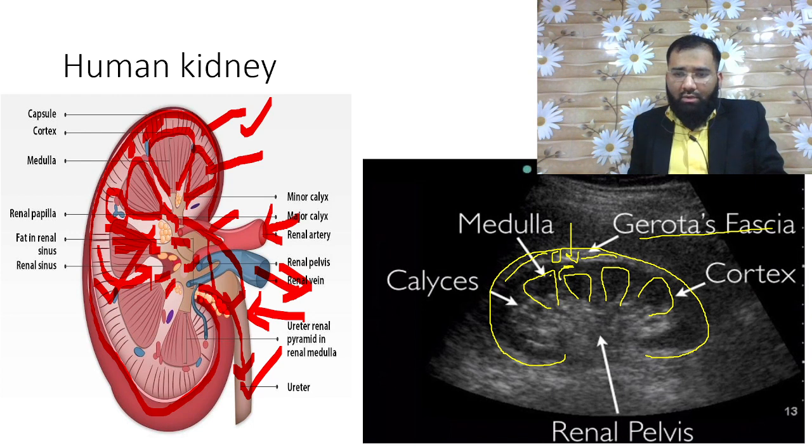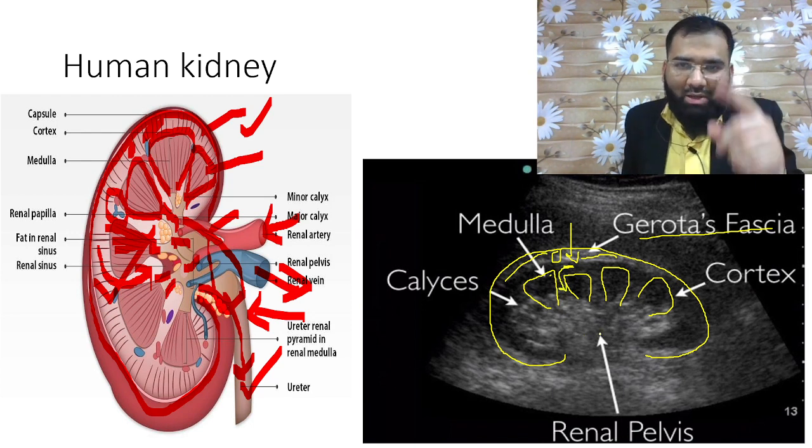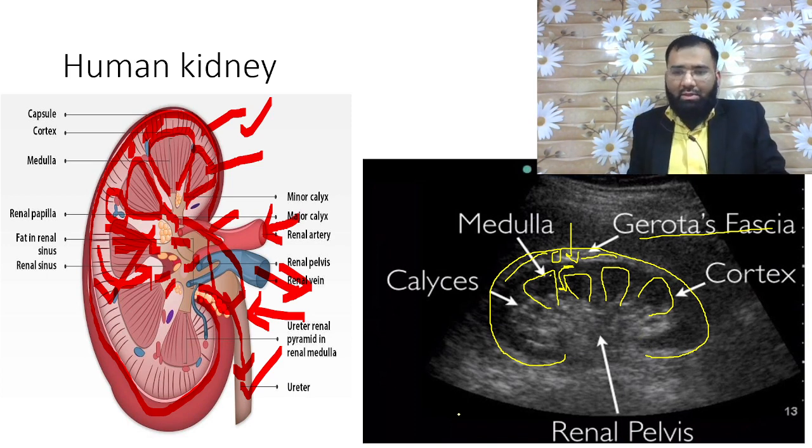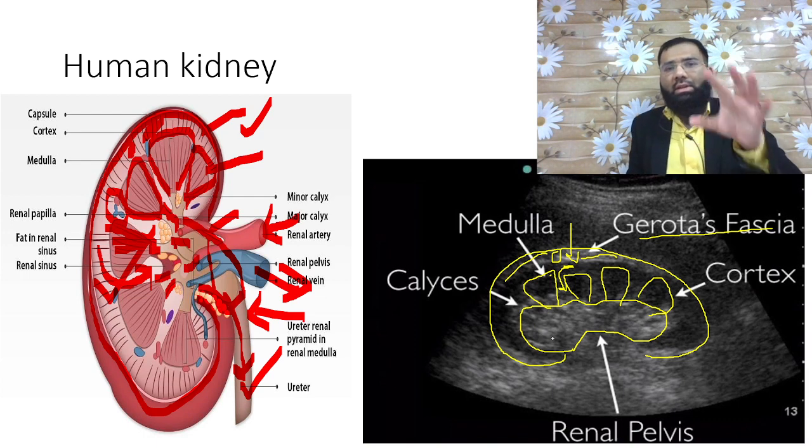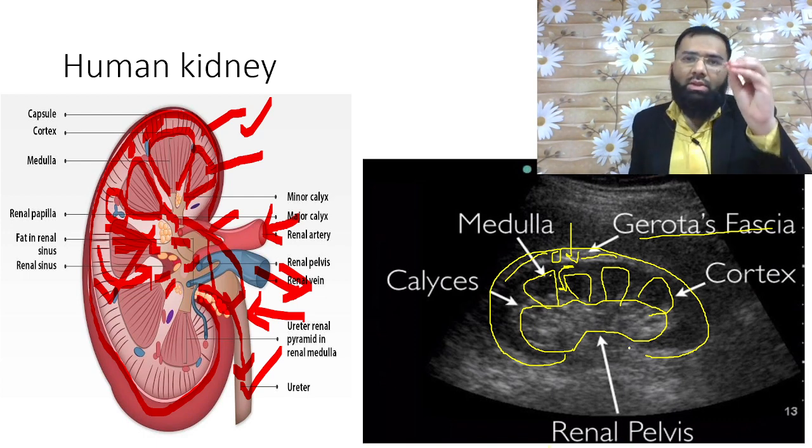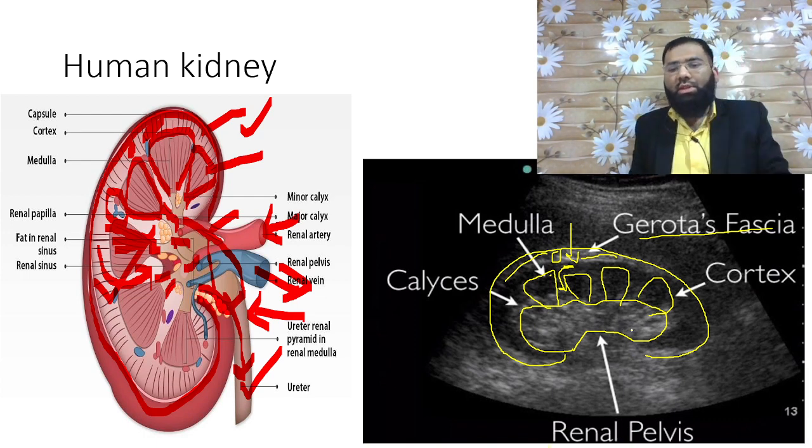Can you see this cortex which is entering in between the two medullary pyramids? Do you remember what that is called? Yeah, column of Bertin. Now look at this carefully. Can you see this hyperechoic area in between? This is renal fat, the fat in the renal sinus, which is normal. This is usually seen. We should not confuse this with some pathology like renal calculi or an abscess. This is normal.